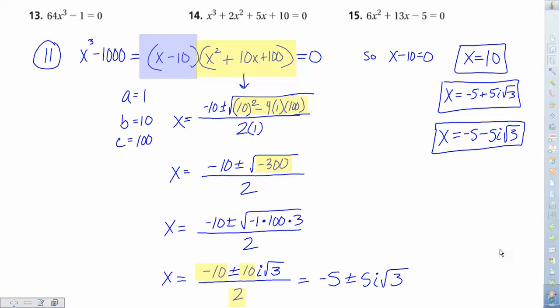Spoiler alert, on test day, I'm not going to have you guys factor sums or differences of cubes. So don't stress out about that too much other than just the homework. I want to see you practice on the homework, please.